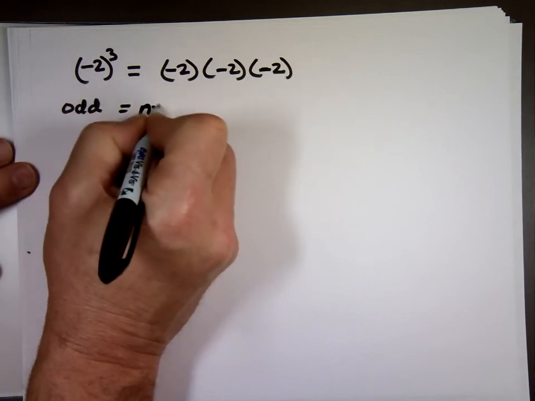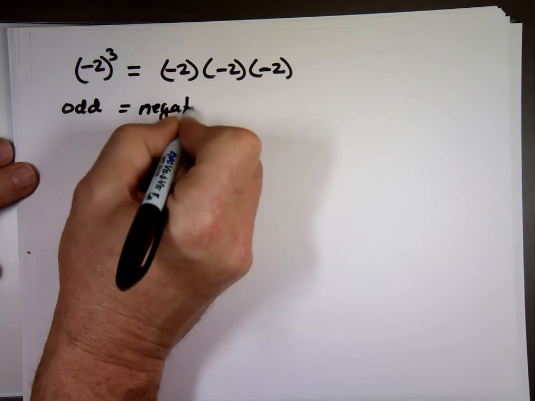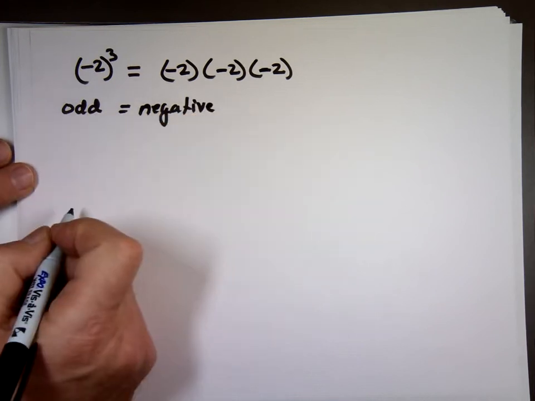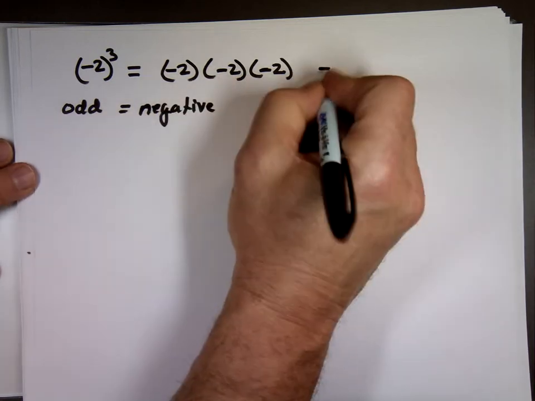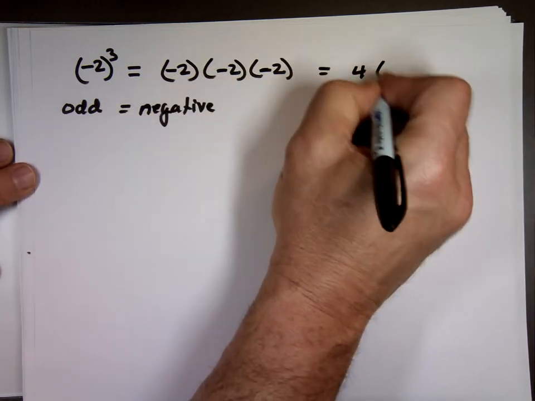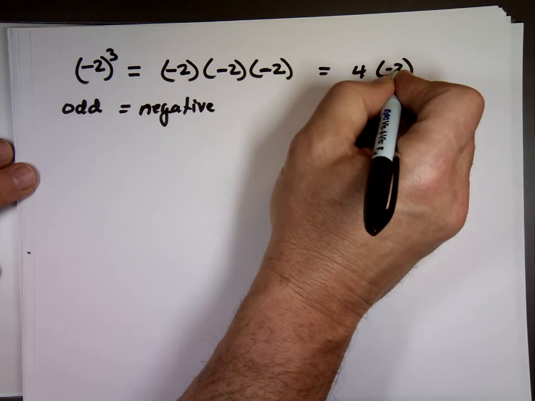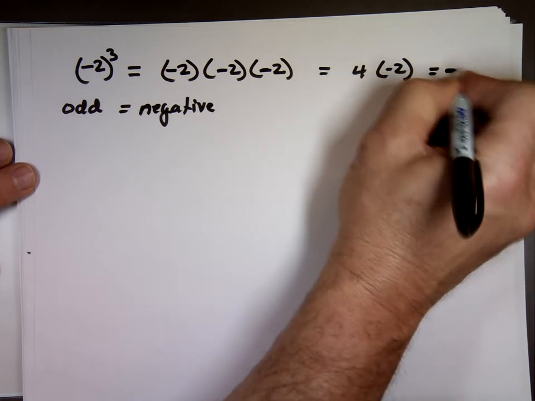Let's see if we get a negative answer. What's minus 2 times a minus 2? So that'll be a plus 4 times a negative 2. What's a positive times a negative? Negative 8. Sure enough, it is negative.